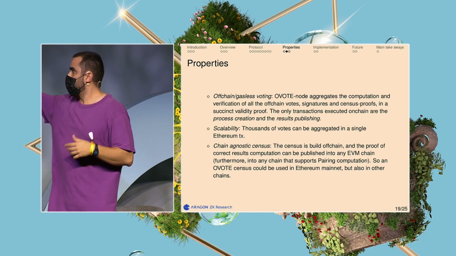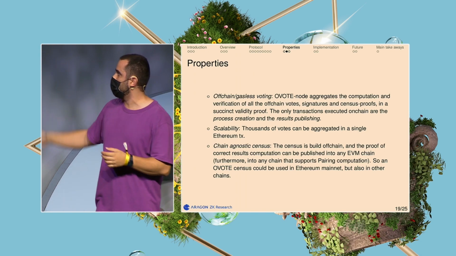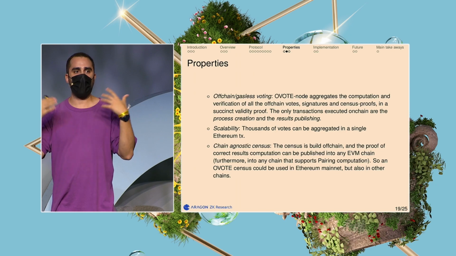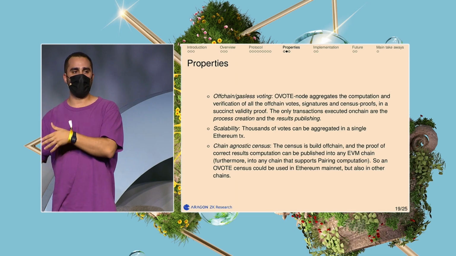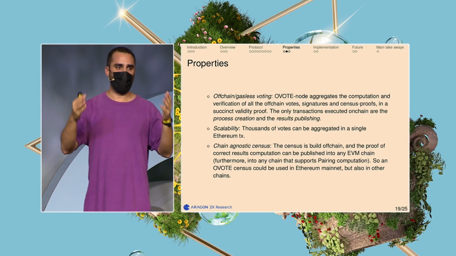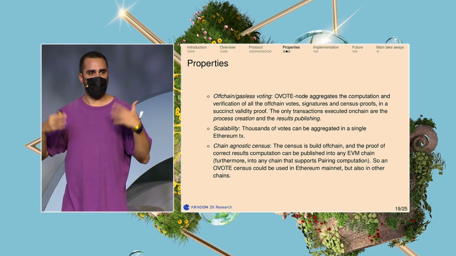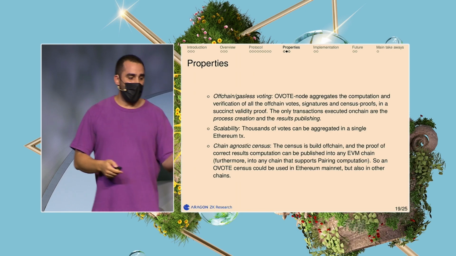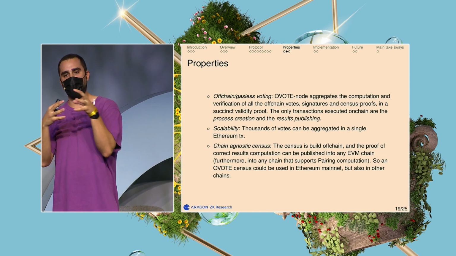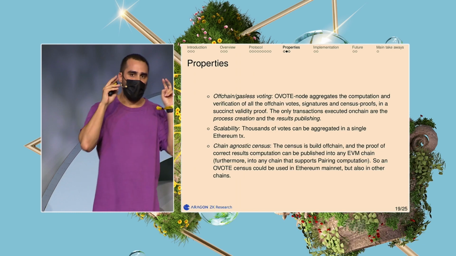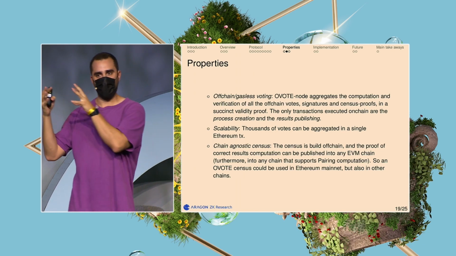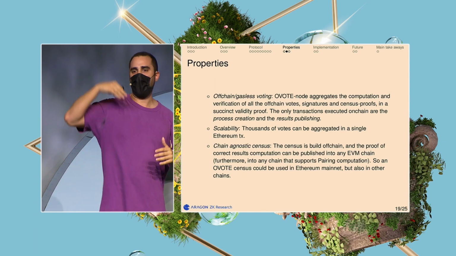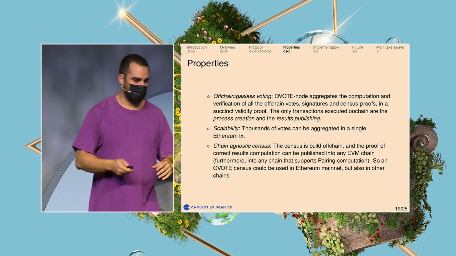Then also, because of that, we have off-chain gasless voting. The idea is that we can aggregate thousands of votes, let's say 10,000 votes, in a single Ethereum transaction. So you can do the numbers and see how we are saving big on gas costs. So we have this scalability. And also, because the census is built off-chain, we have a chain-agnostic census. So you could have your DAO with a specific census, and then use this census in Ethereum mainnet, or in Polygon, or in any other chain.